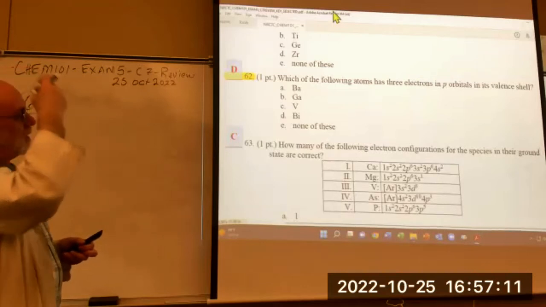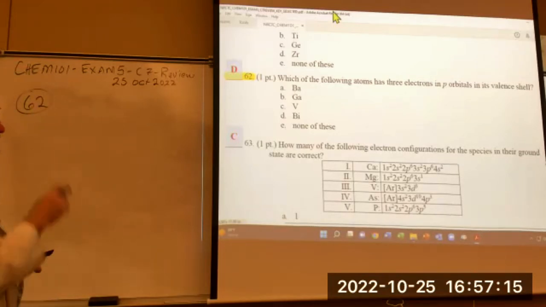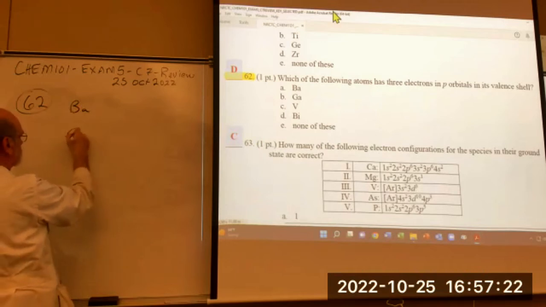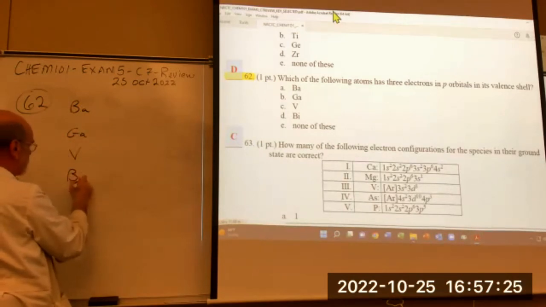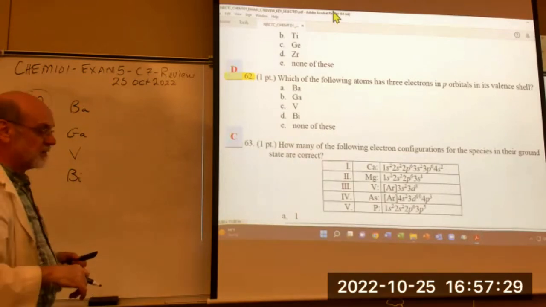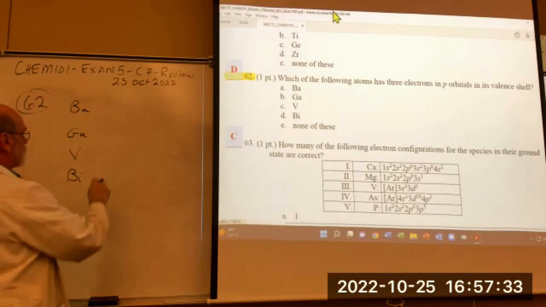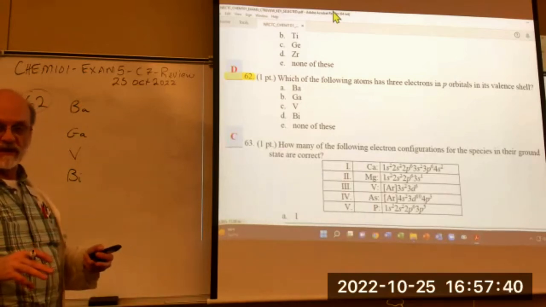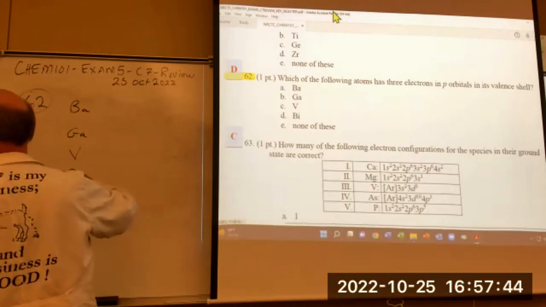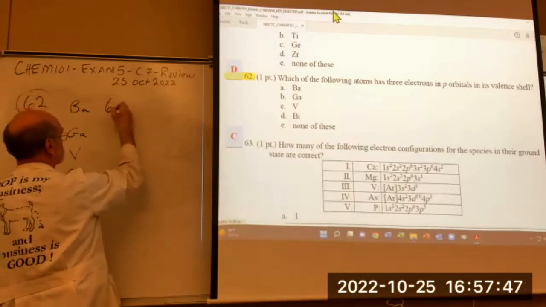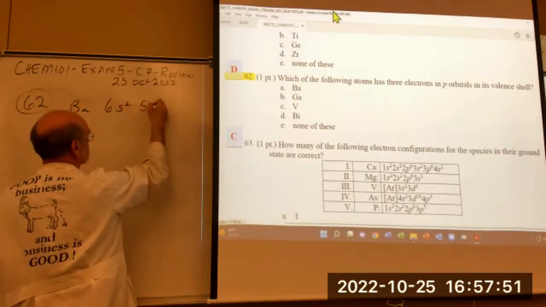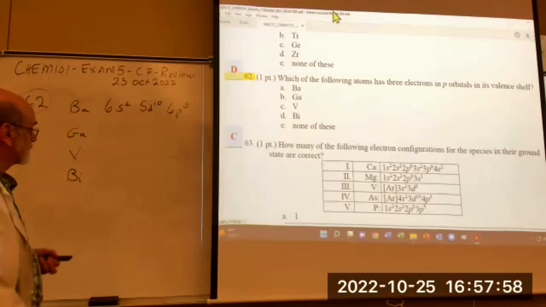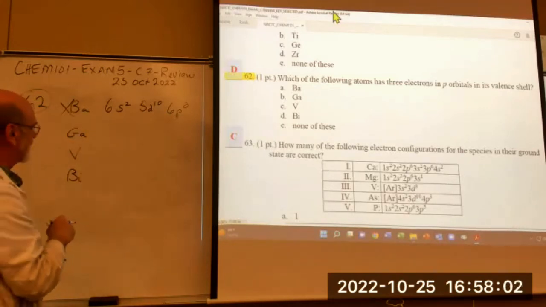All right. Which of the following atoms has three electrons in p orbitals in its valence shell? Three electrons in p orbitals. Out of barium, gallium, vanadium, bismuth, or none of these. Okay. Barium we already looked at. In its p orbitals, barium has nothing. After you get past 6s and 5d, then you've got 6p, but it's got nothing in it. Right? So it needs all six to complete its p. Can't be that one.